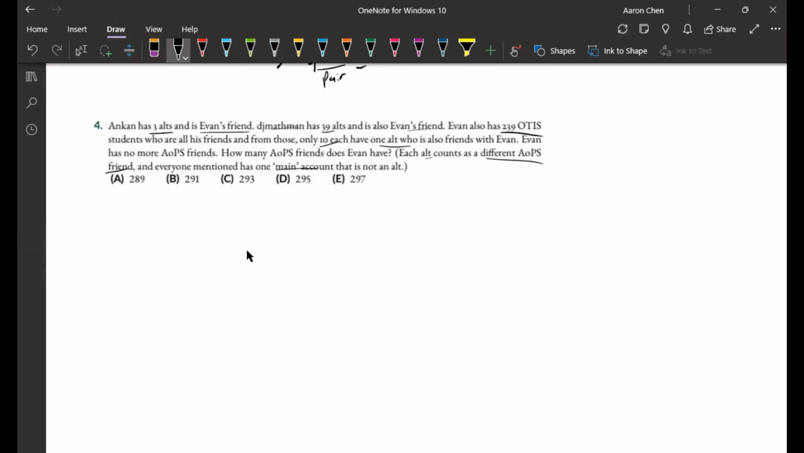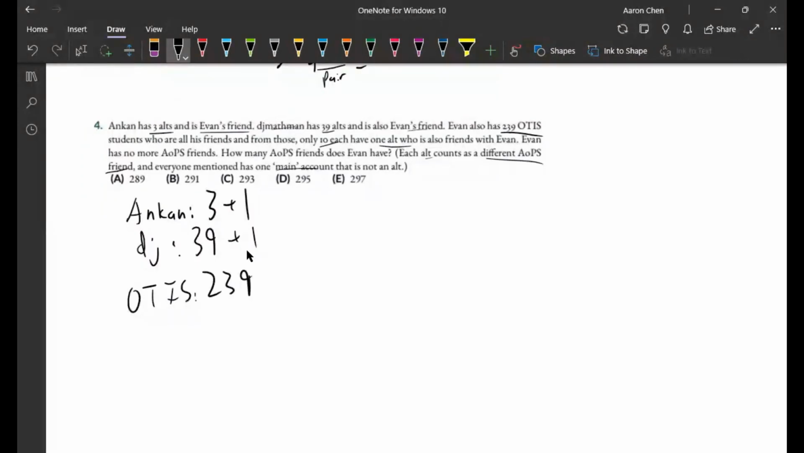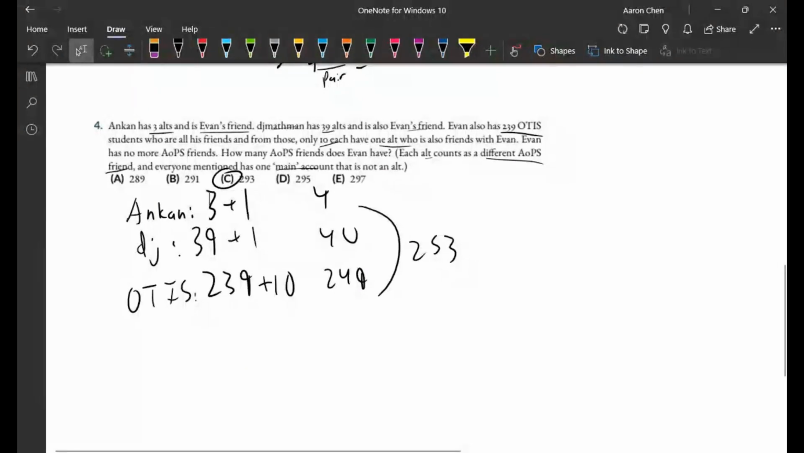So basically now we see that Ankon has 3 alts and 1 main account. DJ Mathman, we'll abbreviate to DJ, has 39 alts and 1 main account. As for the Otis students, there are 239 of them total, each with 1 main account, and 10 of them also have exactly 1 alt account. And so this sums up to 4 plus 40 plus 249, and this is 293.